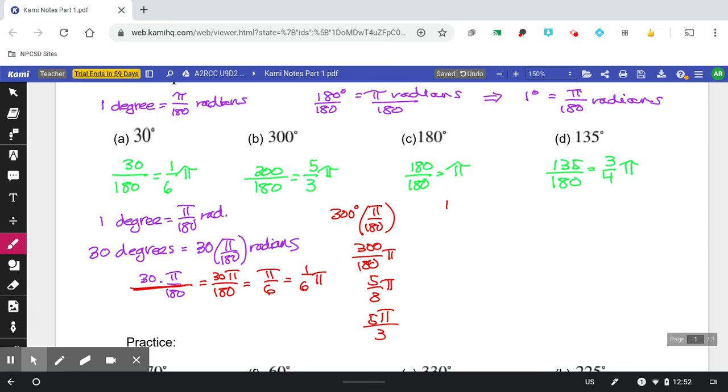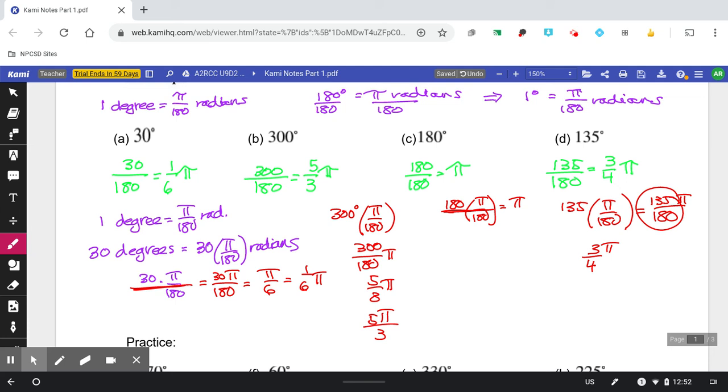Okay, 180 times pi over 180 is just going to be equal to pi. All right, the 180s cancel out, you end up with pi. And then 135 times pi over 180 is equal to 135 pi over 180. When you simplify that, you end up again with your 3/4 pi. Okay, and that's really all there is to converting it.